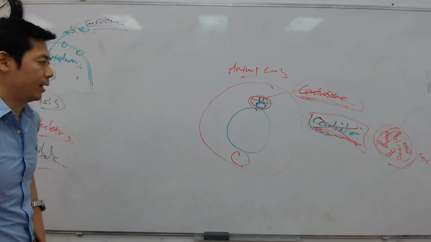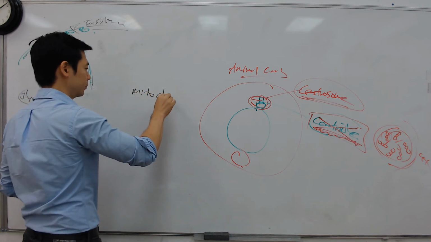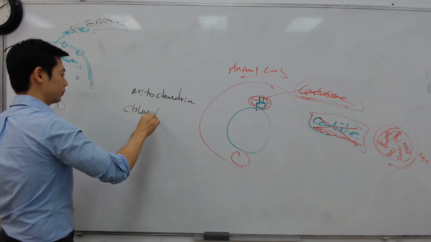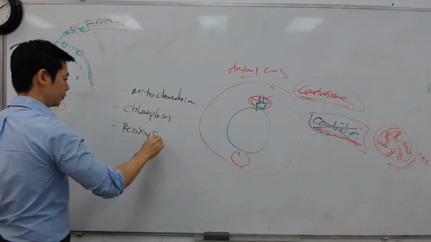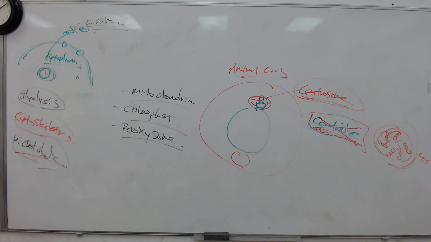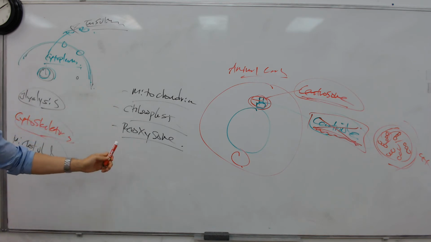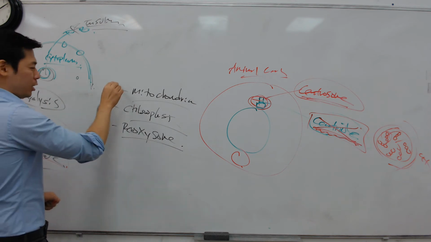And then a couple of things, guys, which is mitochondria and chloroplast, and also peroxisome. So these are the 3 organelles. Keep in mind, these are membrane-bound organelles that are not part of the endomembrane system, which means they're not going to fuse with the other organelles in the cell. So, mitochondria and chloroplast.